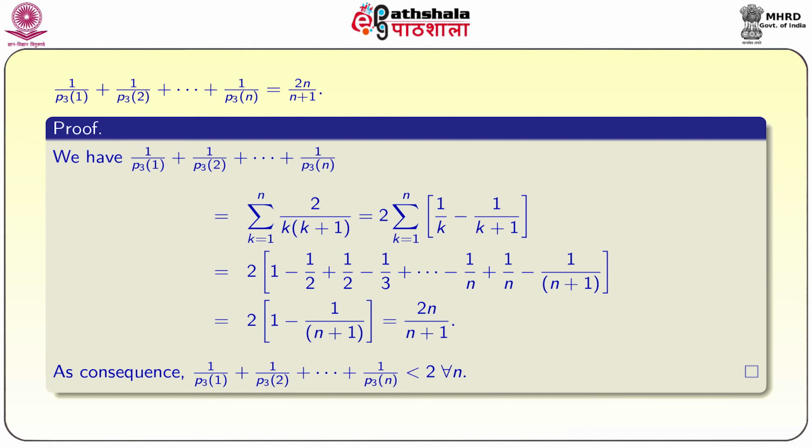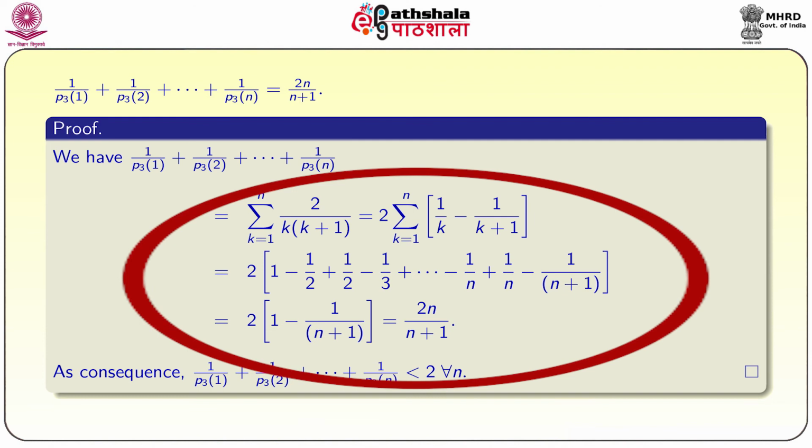Now we are going to show that the sum of the reciprocals of the first n triangular numbers is equal to 2n by n plus 1. That is, we have to evaluate 1 by P3 of 1 plus 1 by P3 of 2 and so on up to 1 by P3 of n. So, we need to evaluate the summation over k equal to 1 to n of 2 by k into k plus 1. This is a nice example where we write 1 by k into k plus 1 as 1 by k minus 1 by k plus 1.